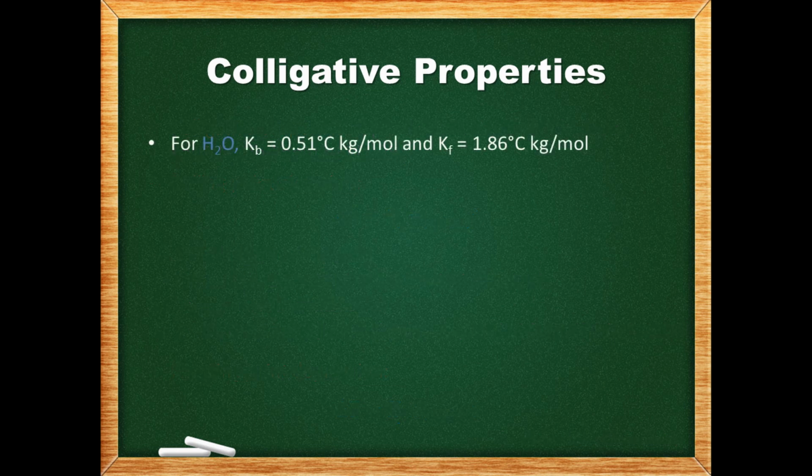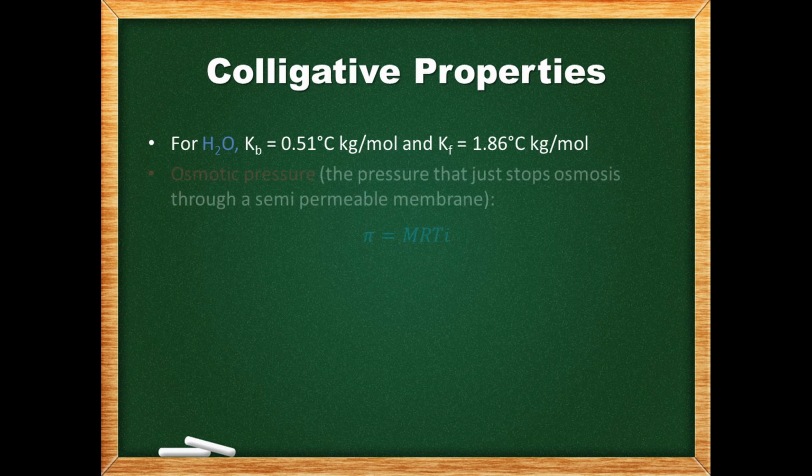For water, the molal boiling point elevation constant is 0.51 degrees Celsius kilograms per mole, and the molal freezing point depression constant for water is 1.86 degrees Celsius kilograms per mole. Another colligative property is osmotic pressure, which is the pressure that just stops osmosis through a semi-permeable membrane.